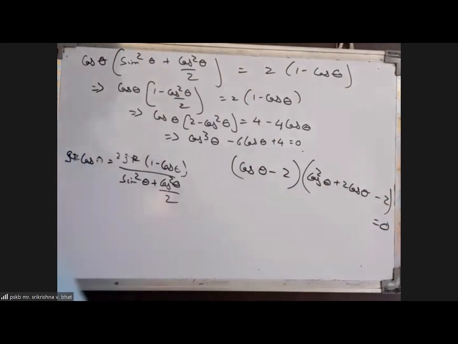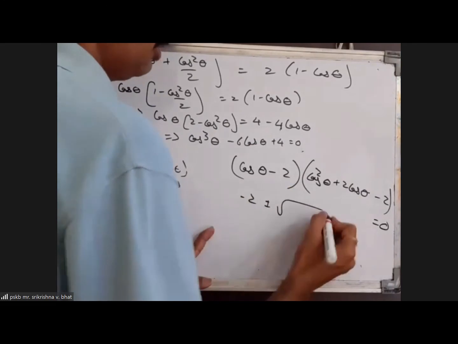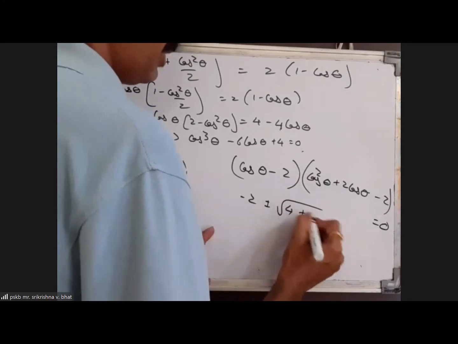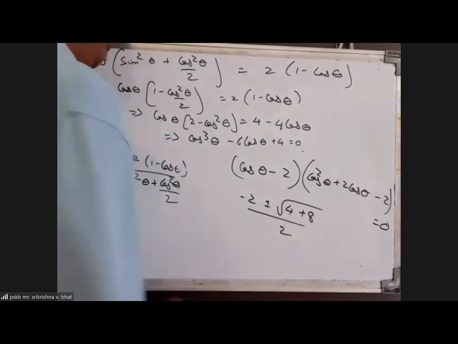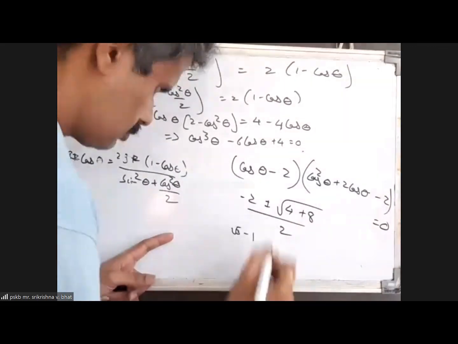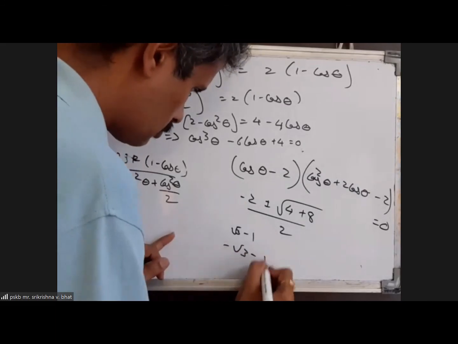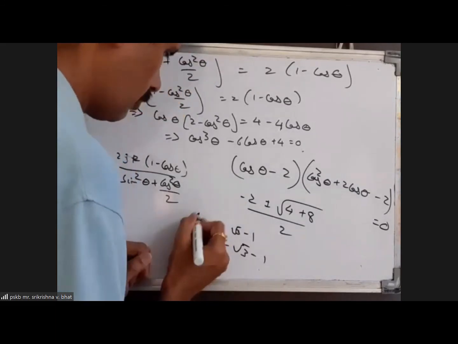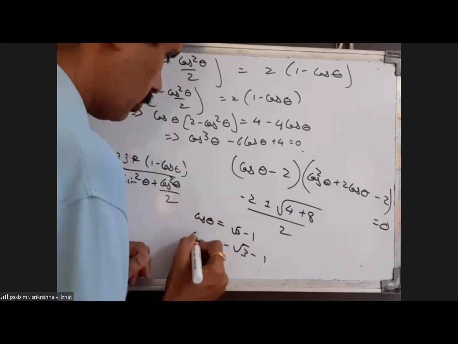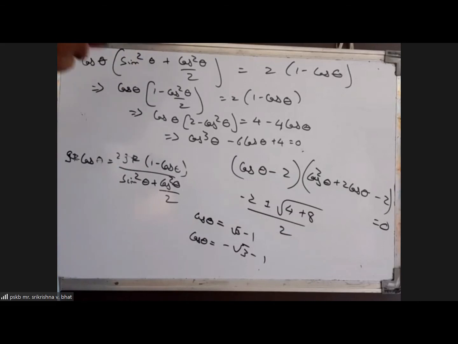So roots of this quadratic equation also we should find, because we will get two other roots for this quadratic equation. So I think for this we will get minus 2 plus minus root over 4 plus 8. So one of the roots will come out to be equal to root 3 minus 1, and the other root will come out to be equal to minus root 3 minus 1. So cos theta equal to root 3 minus 1 and cos theta equal to minus root 3 minus 1. These two roots.